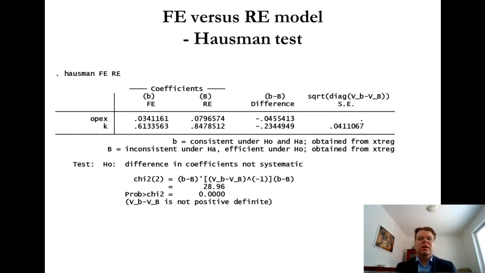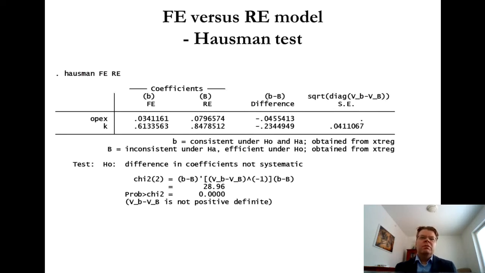The null hypothesis here states that the difference in coefficients is not systematic. In fact, it means that the U_i is uncorrelated with the explanatory variables of the regression. Okay, so that means there is no endogeneity. And like in the case of testing instrumental variables, we effectively compare these coefficients and their standard errors. In this Stata output, you can compare to the previous slides to see that we have the coefficients of the fixed effects estimator for OPEX and capital stock, and then the random effects estimators, and then Stata computes the difference and the standard errors. There's also the formula for the test statistic. So it is this chi-squared. The value of the test statistic is 28.96.